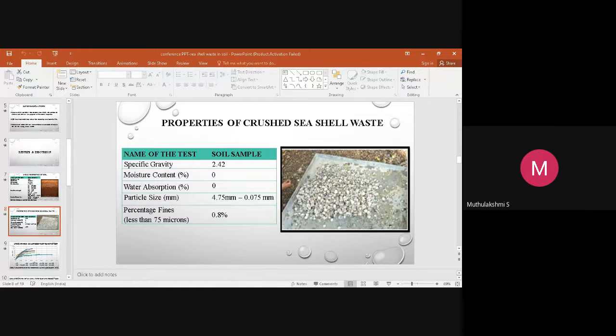Over here, specific gravity was 2.42. Moisture content was 0%, as the material was dried and used in the lab work. Water absorption value was 0%. The seashells were crushed to a particle size of 4.75 mm to 75 micron and then used in the lab test. The percentage of fines, that is particles less than 75 micron, was found to be 0.8%.